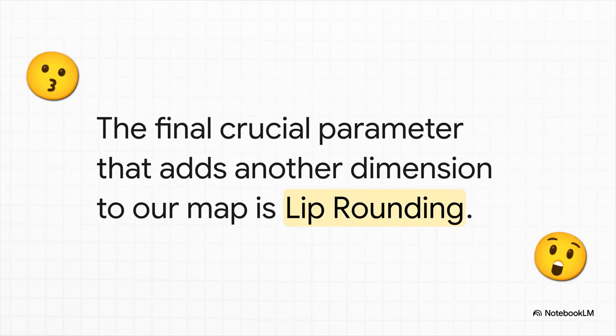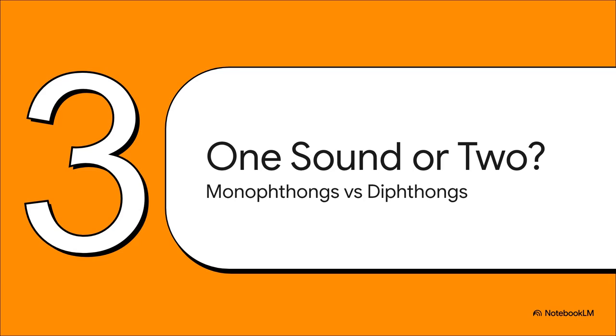And there's one more crucial ingredient here, lip rounding. Try this with me. Make that E sound again. Now keep your tongue in the exact same spot, but round your lips like you're about to whistle. That new sound you're making, that's a super common sound in languages like French and German. So we've got our map.